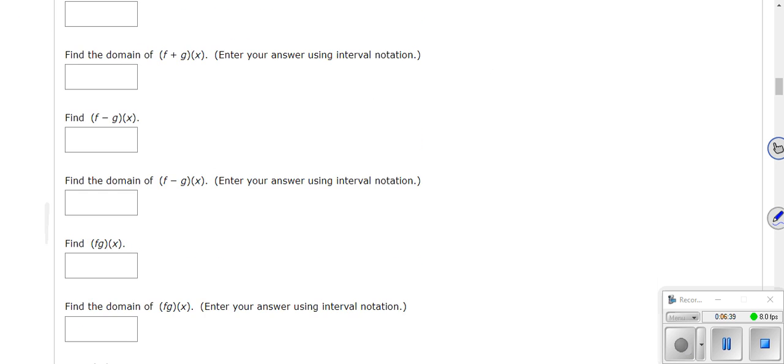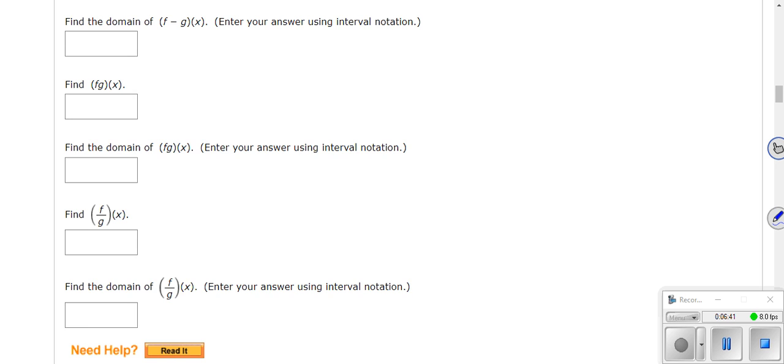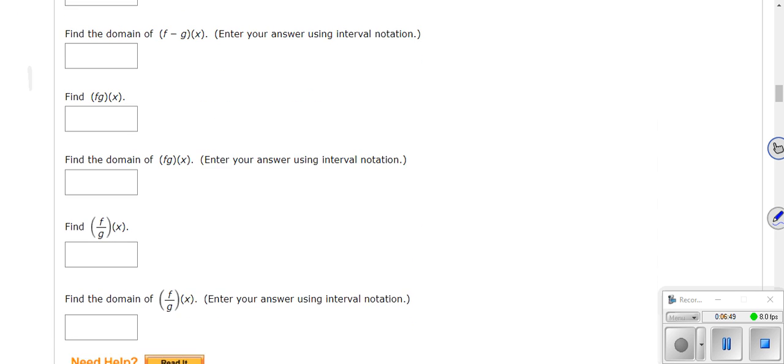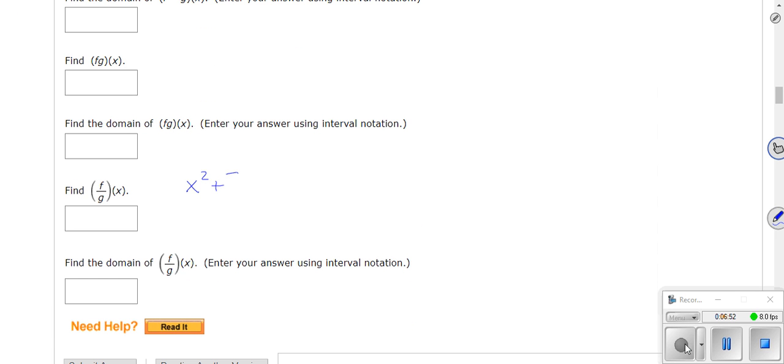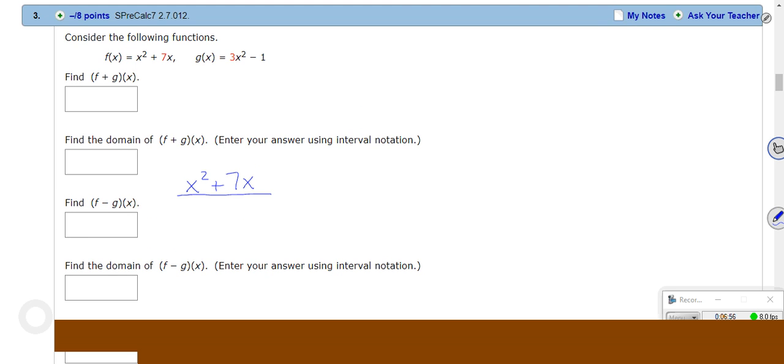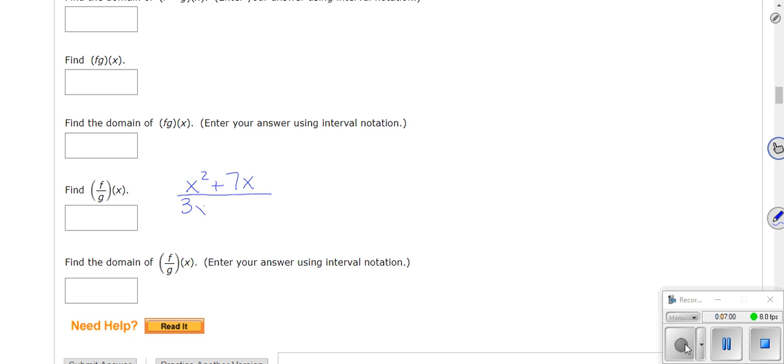Okay, let me keep going because I do want to talk about the f divided by g. So f divided by g, now I've scrolled down to where I don't know what f is. x squared plus 7x over, what's my g again? 3x squared minus 1. Okay, now, believe it or not, I think Delta Math, I think WebAssign lets you just leave it that way. Okay, so yay, there's really not that much to do to it.